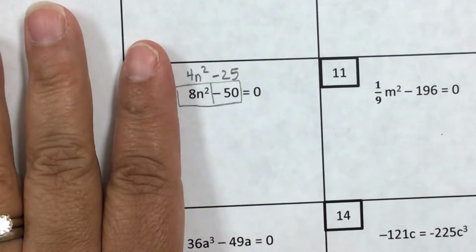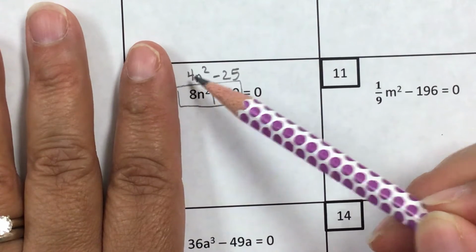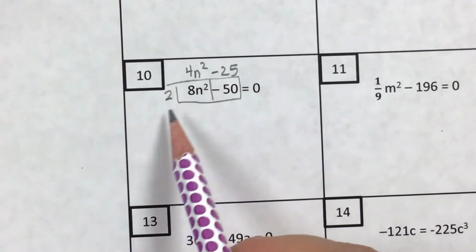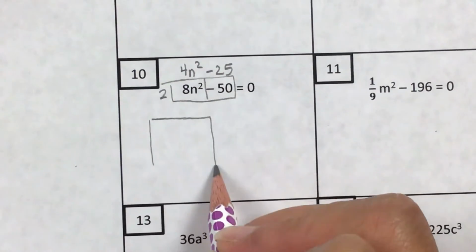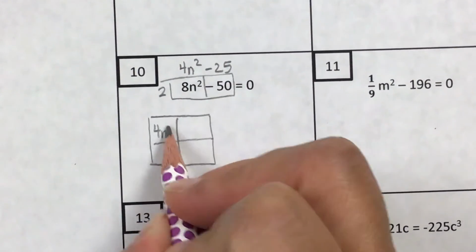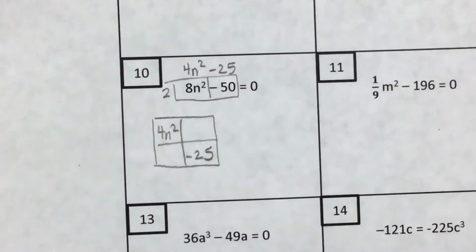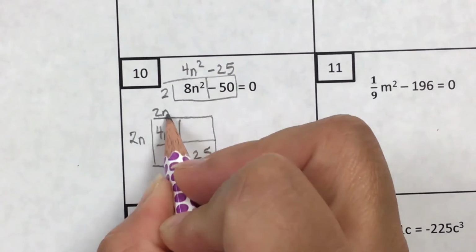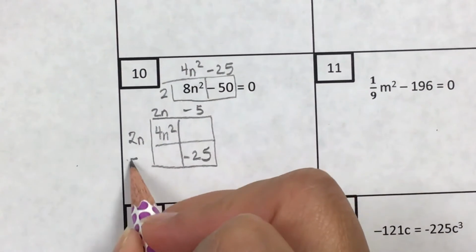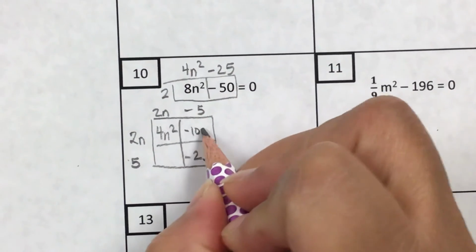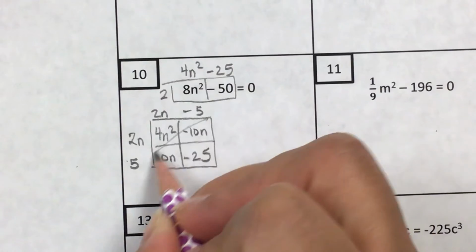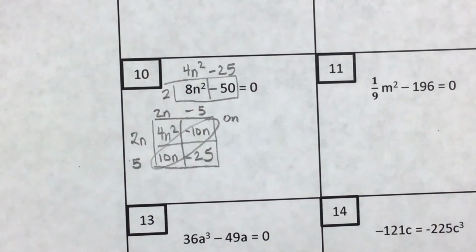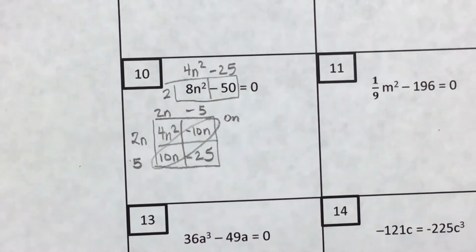Now is it a difference of perfect squares? Yes. 2 squared is 4, 5 squared is 25, and there's a minus sign between them. So I'm going to ignore this 2 for a few minutes and just make my box with the 4n squared and the minus 25. This section's a little bit easier when we have that specific situation. I know that this has to be 2n and this has to be 2n. Negative 5 and a positive 5 give me a negative 10n and a positive 10n, which cancel out. That's what I want. And it works every single time. And that's supposed to be a 0n, by the way.